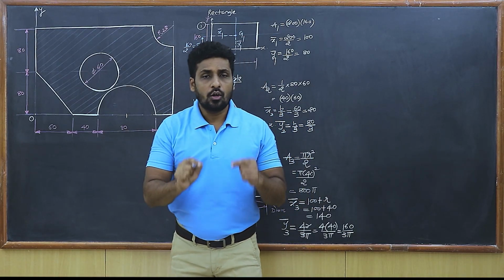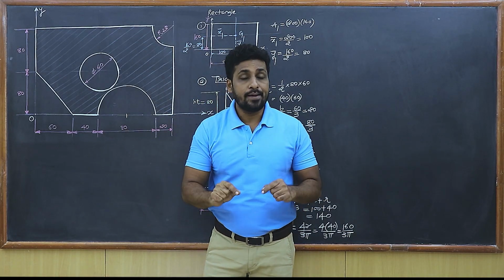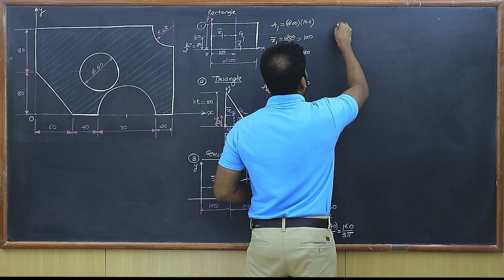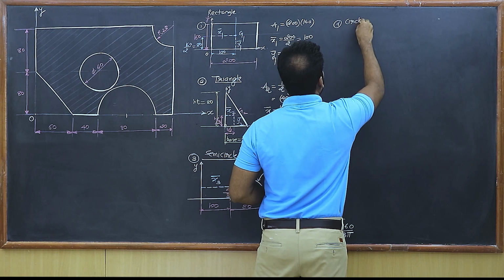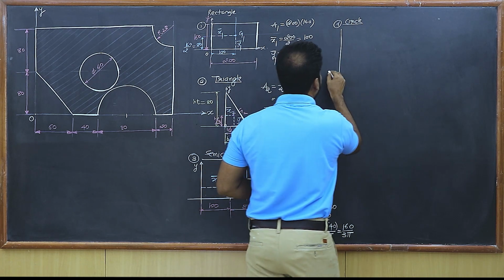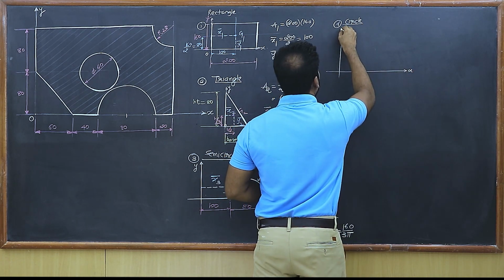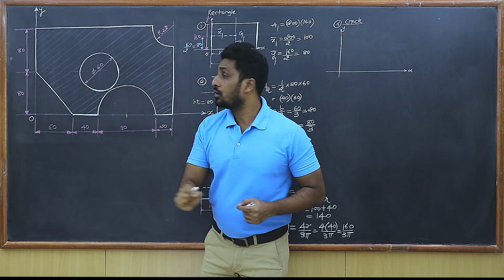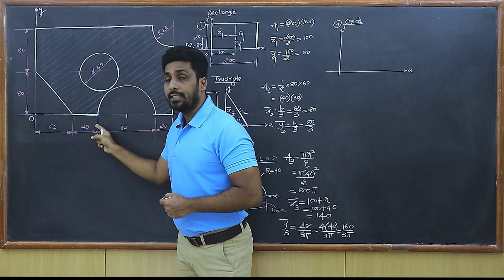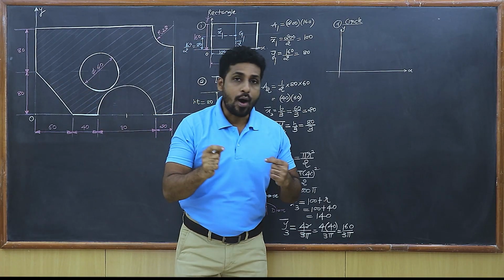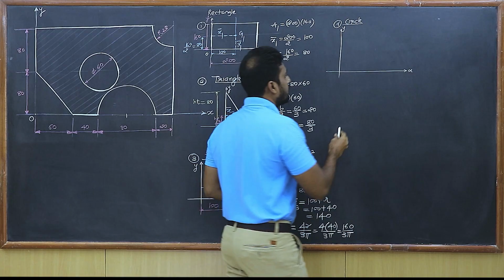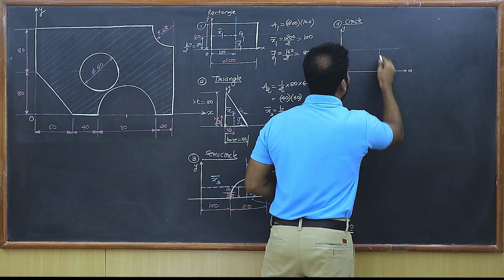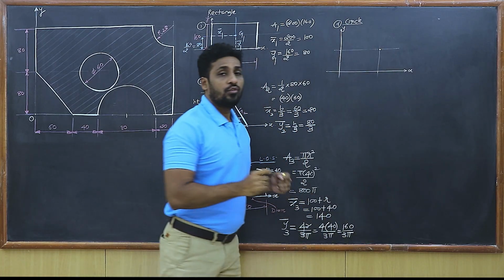So again, students, here also we are going to draw the standard shape with respect to the x and the y-axis. So let's draw the diagram, the fourth one, which is a circle. So here, again, I take the x and the y-axis, and where is the center of the circle located? The center of the circle is at a distance of 100 on the x-axis, and 80 on the y-axis. So accordingly, let's take the center. So let us say this is 100, this is 80. So I locate the center of the circle.